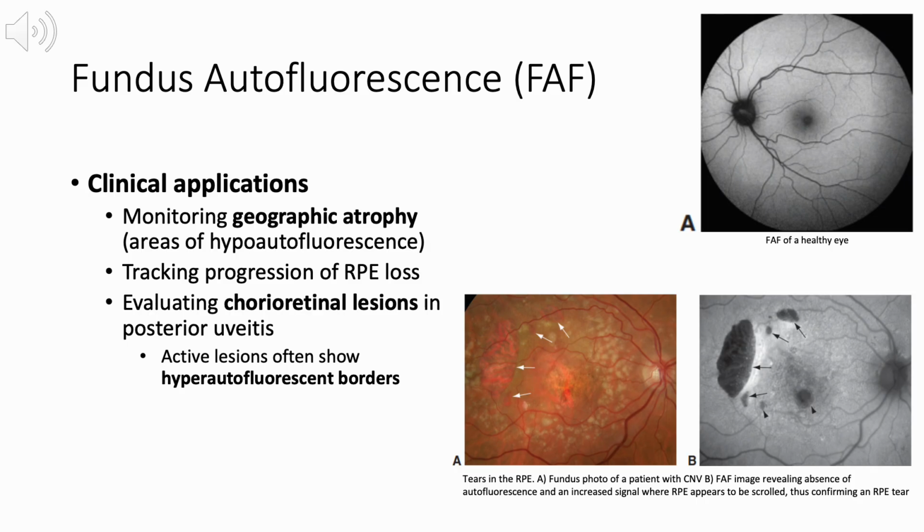The image in the upper right shows fundus autofluorescence of a healthy eye, demonstrating a relatively uniform background signal with normal hypoautofluorescence at the fovea due to macular pigment absorption. The lower left image is a color fundus photograph of a patient with choroidal neovascularization and an associated RPE tear, highlighted by arrows. The lower right image is the corresponding FAF image, which shows absence of autofluorescence in areas of RPE loss and increased autofluorescence where the RPE is scrolled. Together, these images demonstrate how FAF can confirm RPE pathology and delineate lesion extent beyond what is visible on color fundus photography alone.